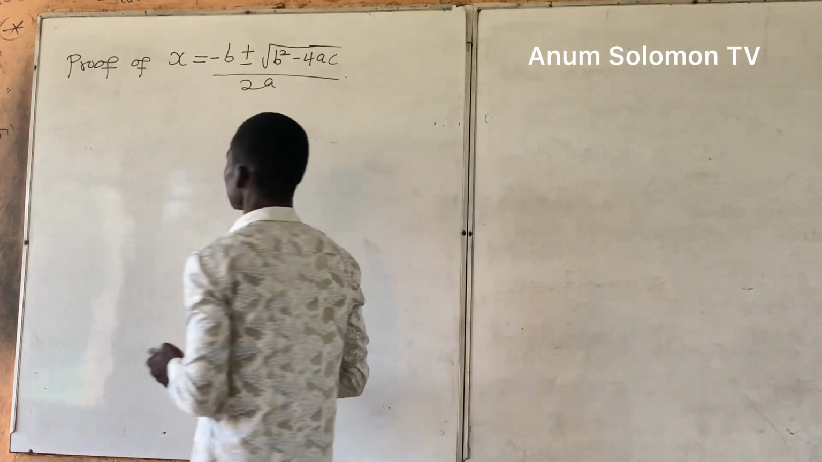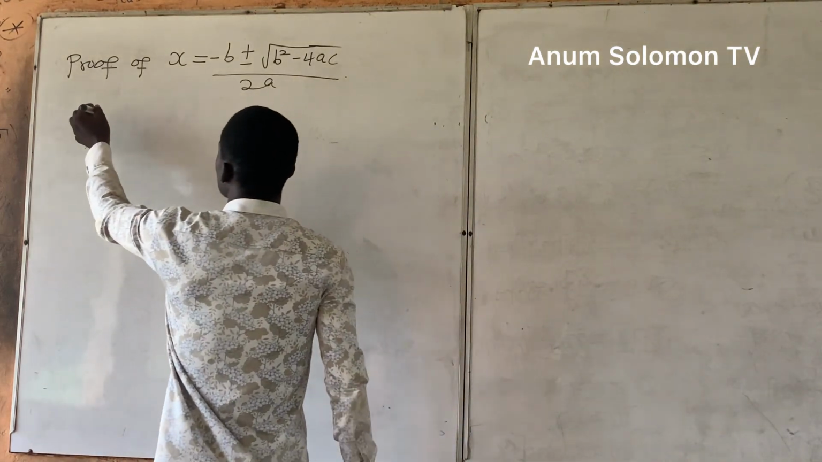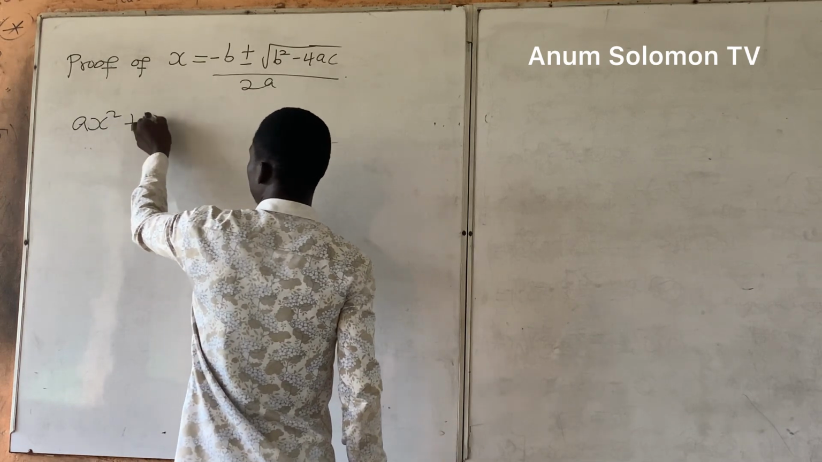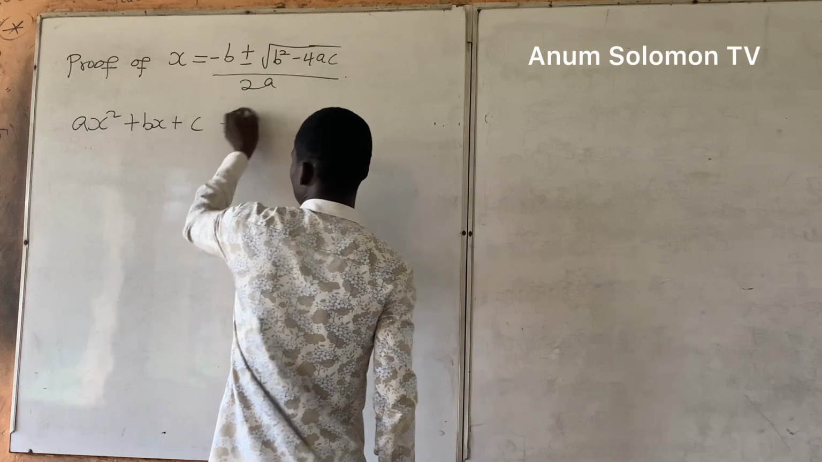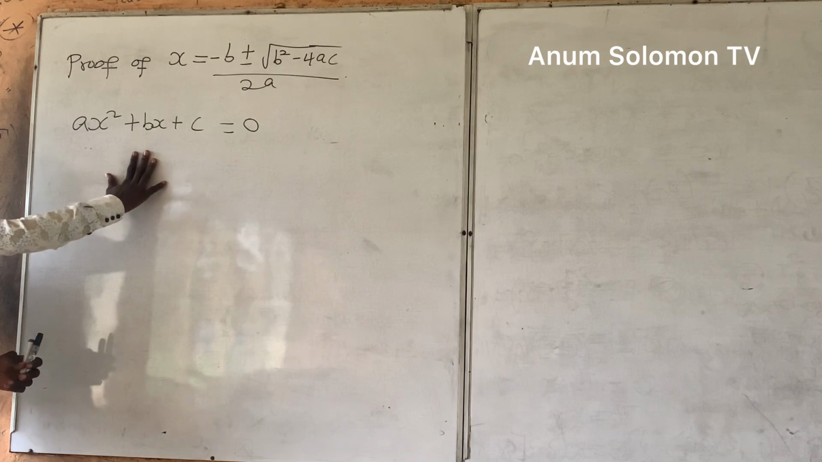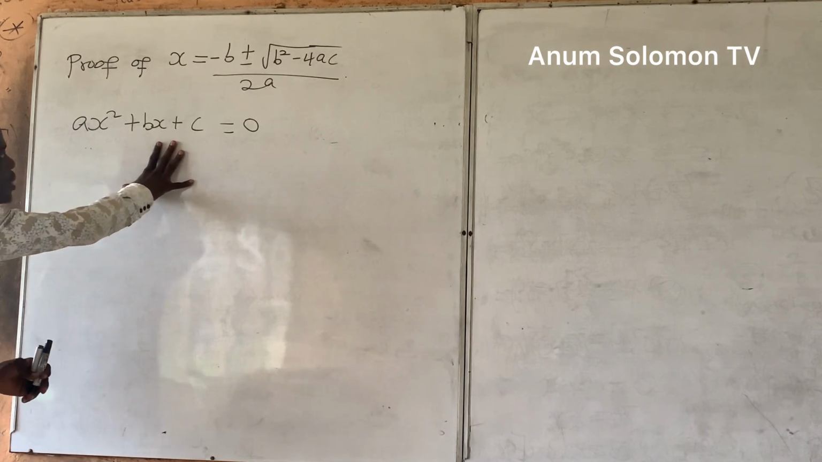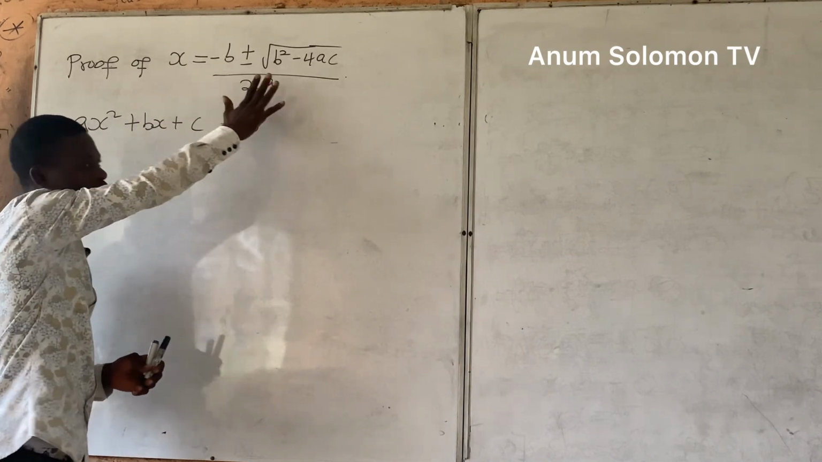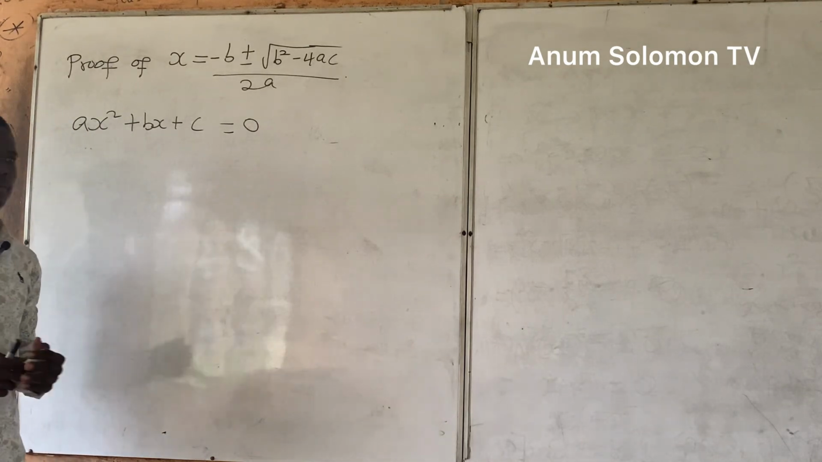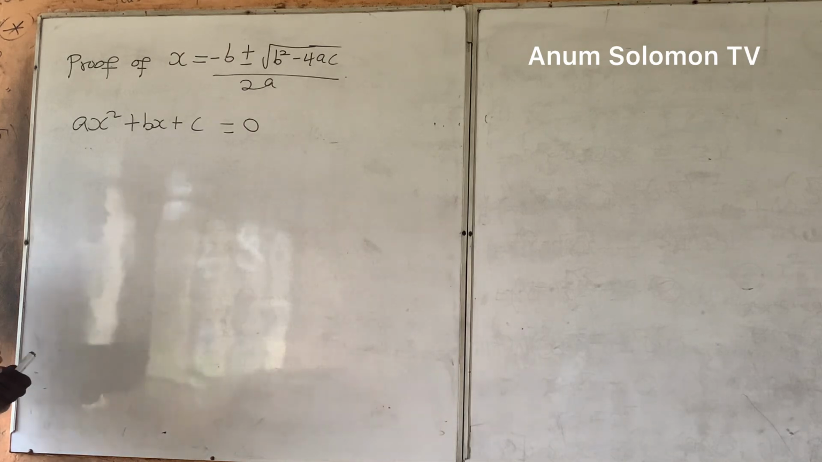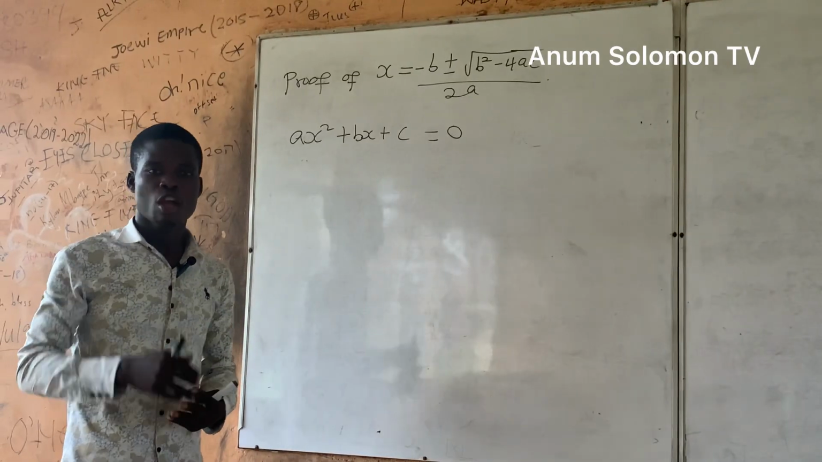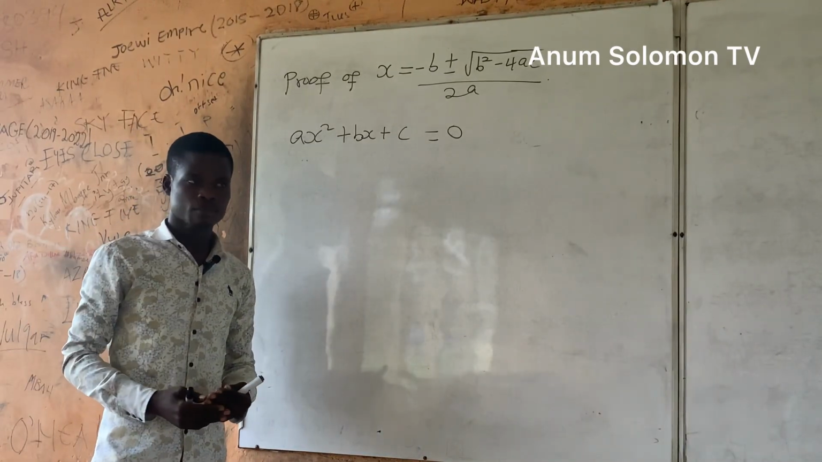Now we have our general quadratic equation, that's ax squared plus bx plus c equal to 0. We are going to use this general quadratic equation to prove and show that x is equal to this. So now let's move on, by using the method of completing squares.